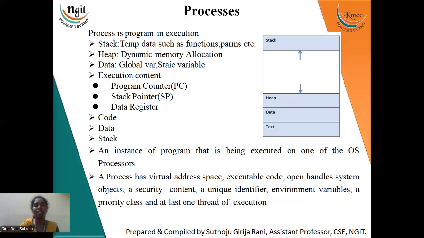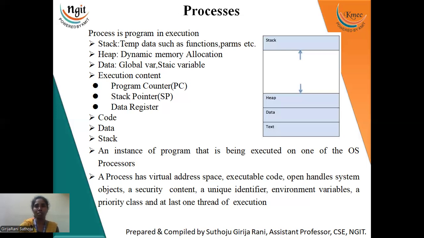And the data space is nothing but the variables which we initialize and utilize in a program. For example, in integer a, a is a data variable, and that variable we are going to store in the data space, right? So these are about the memory.